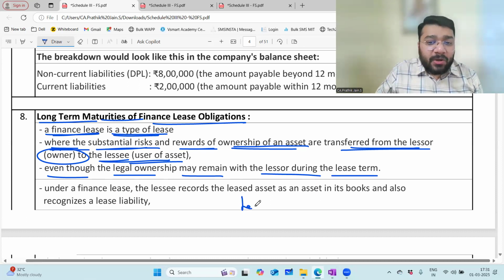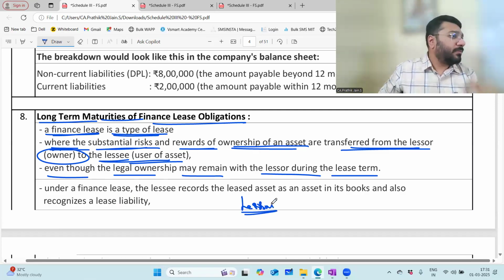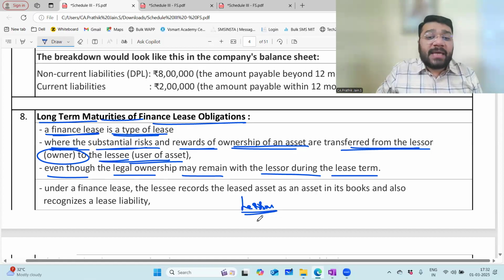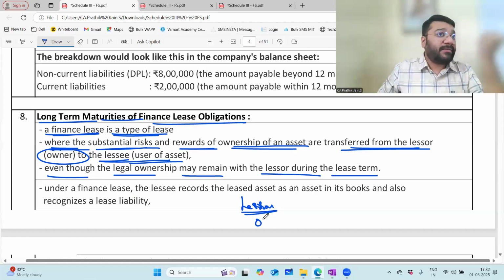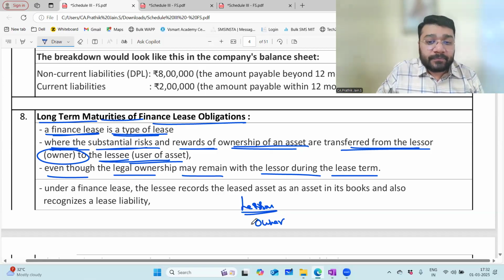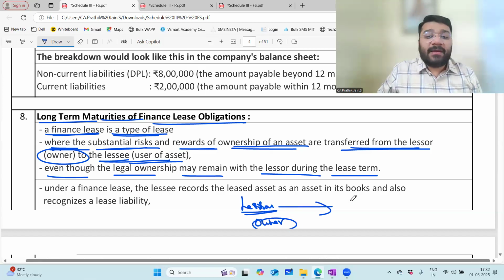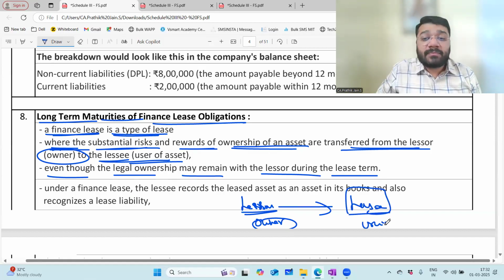So there's a person called the lessor. I'll be talking about this in detail when I do AS 19. The lessor is basically the person who has the asset, in whose name the asset has been registered, the owner. He is giving me the asset on lease. So I'm called the lessee. I am the person who's using the asset, and I will be the person who will record the asset in my books of accounts.